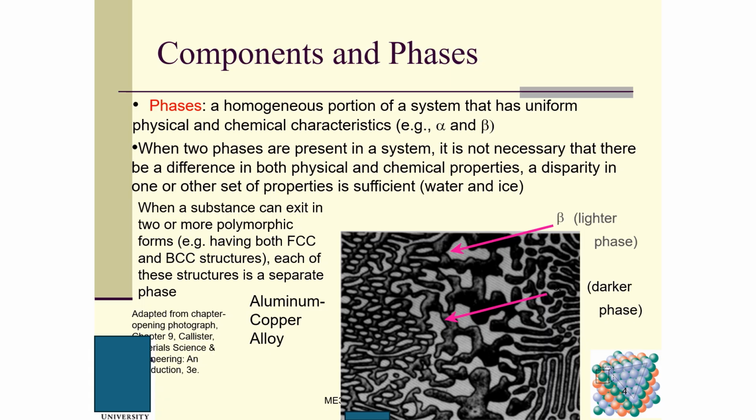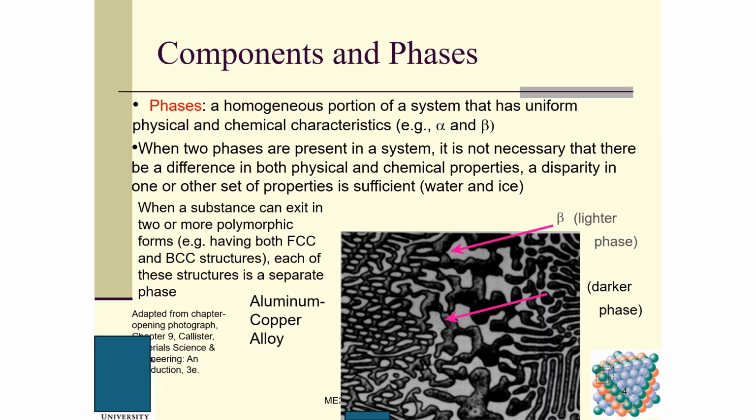Okay, so when a substance can exist in two or more polymorphic forms, for example, having both FCC and BCC structures, each of these structures is a separate phase. So BCC and FCC, they are different. As I said, polymorphic forms. For example, iron. We have alpha iron, beta iron, and gamma iron, and they are different, the same as I said for water and ice. Questions so far?